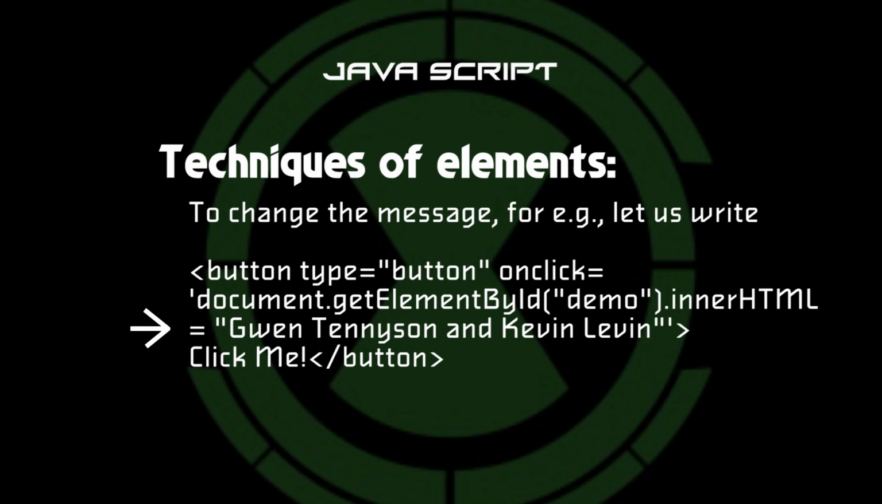equals. Wait, let me think about the message in parenthesis. For example, Gwen Tennyson and Kevin Levin. That's all I have, and close angled brackets. We write, click me. Then /button in angled brackets.